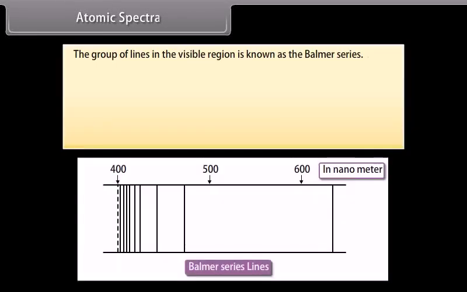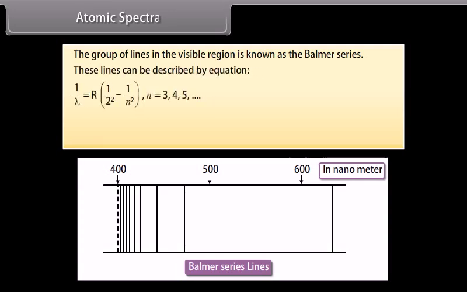The group of lines in the visible region is known as the Balmer series. These lines can be described by the equation 1 upon lambda equals R times 1 upon 2 squared minus 1 upon n squared. Here the value of n may be 3, 4, 5 and so on, where R is the Rydberg constant having value 1.0973732 times 10 raised to the power 7 per meter.